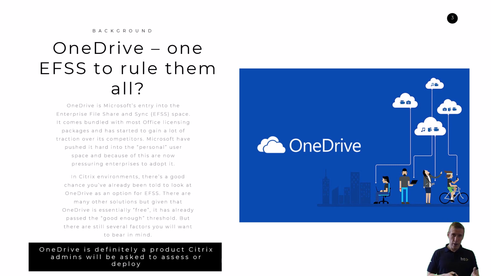So there's no point going into the sort of conversation about what works best on Citrix virtual apps and desktops. The chances are you've already been told to look at OneDrive. And as with Teams, Microsoft can be quite savvy by pushing this product hard into the personal user space, and then allowing the users themselves to pressure the enterprises into adoption because they're already familiar with it.